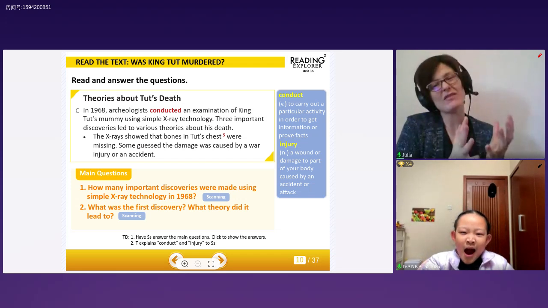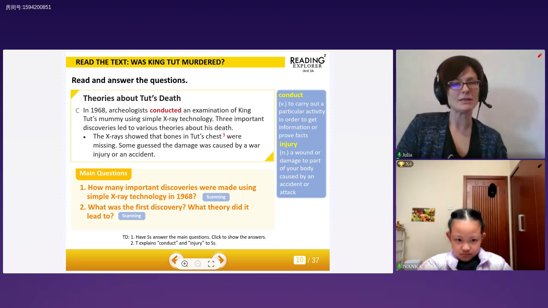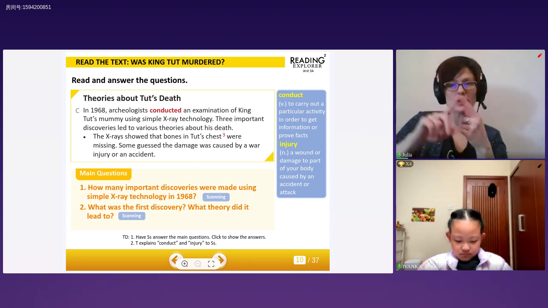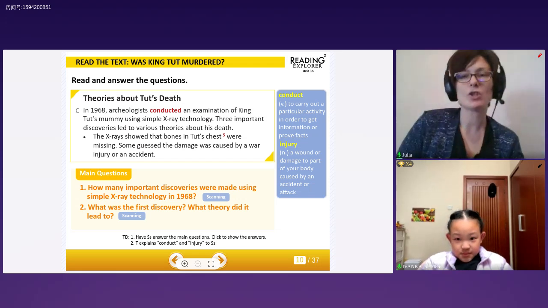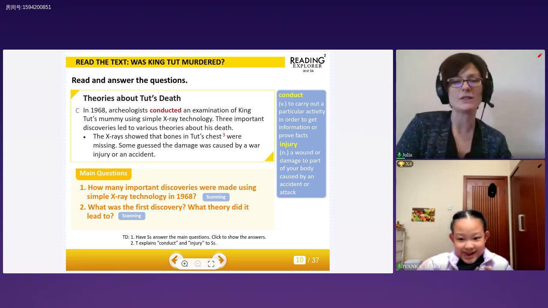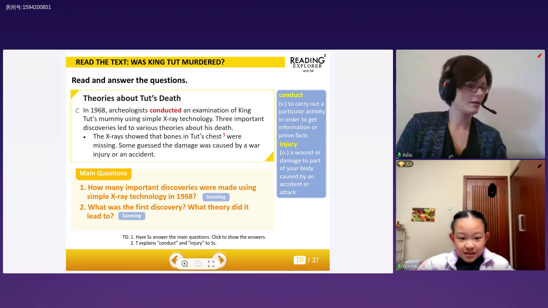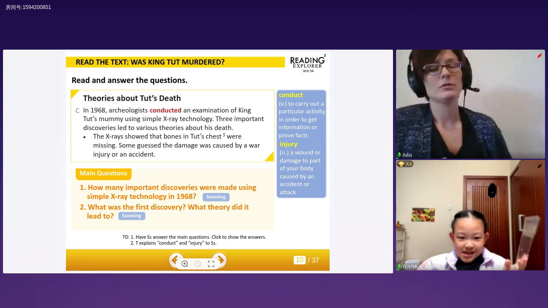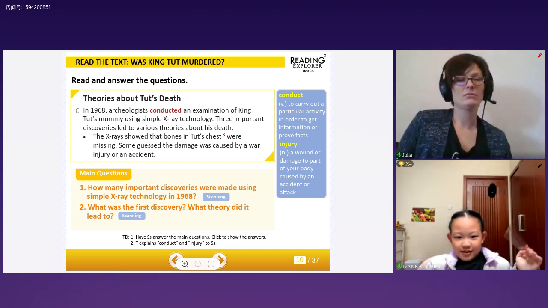Okay, so what happened in 1968 when they used simple X-ray technology? They didn't have very good X-ray technology back then in 1968, right? Okay, we know that they found the hole, right? What happened with the chest of King Tut? What did they believe? What was the theory at first? The theory was that it was damage caused by a war, injury, or accident.